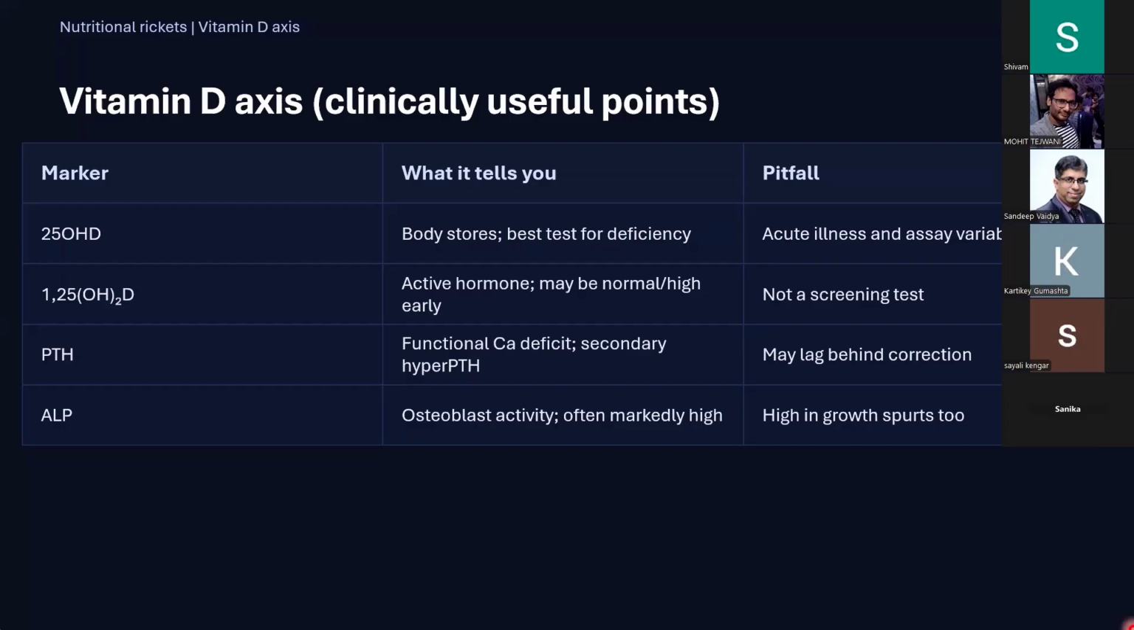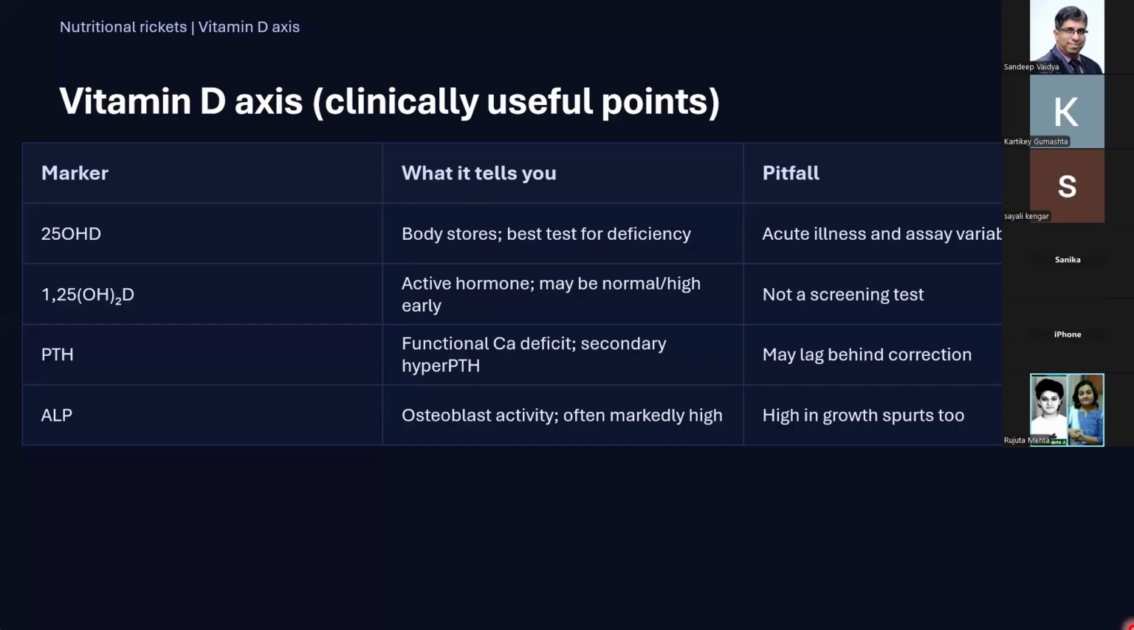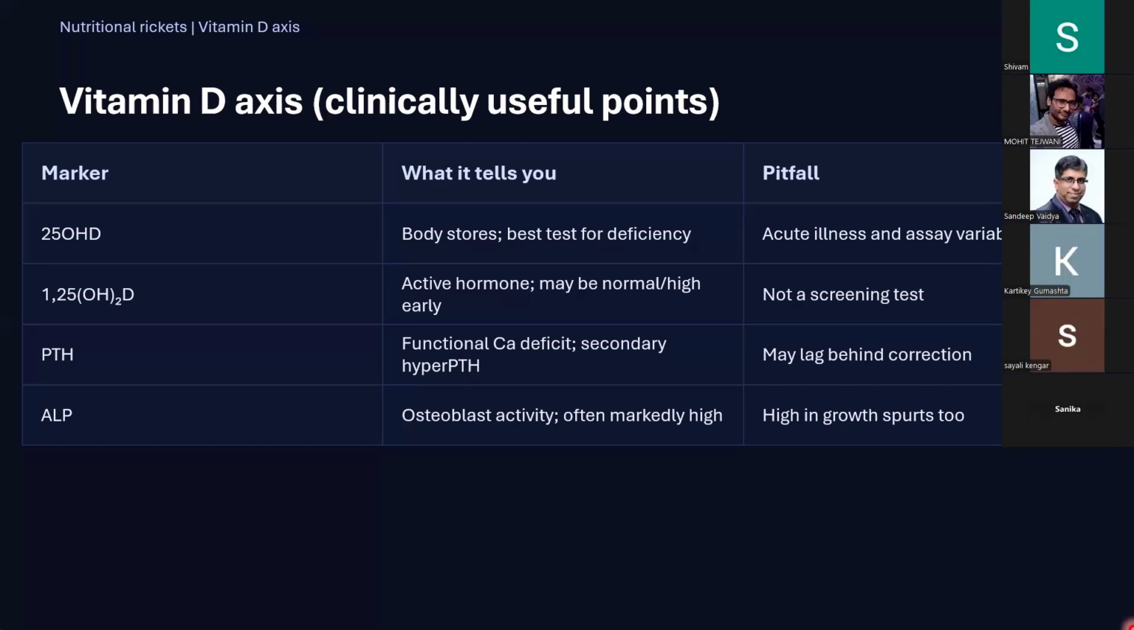Parathormone is a functional calcium deficit calculator basically, which causes secondary hyper PTH, and it may lag behind correction. Alkaline phosphatase is a marker of osteoblast activity, and often it's markedly high in cases of rickets. It can also be high in growth spurts, so it's not a very definitive marker.